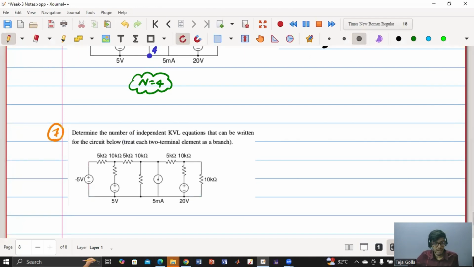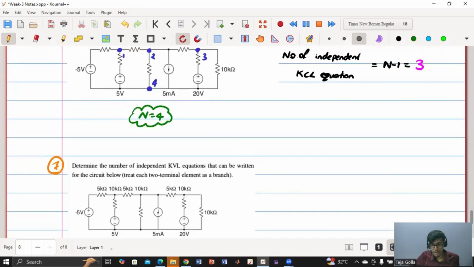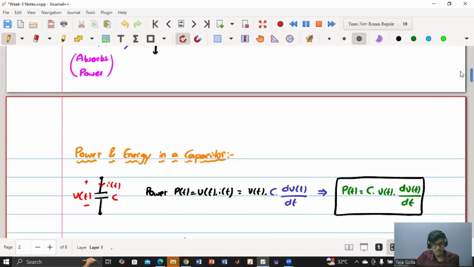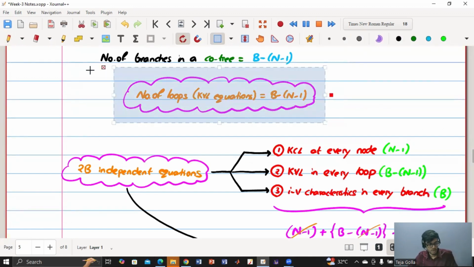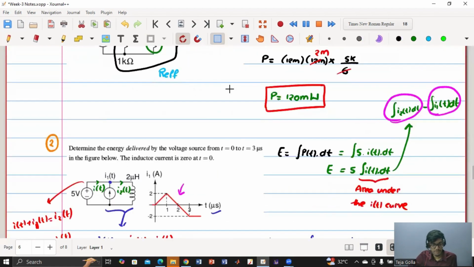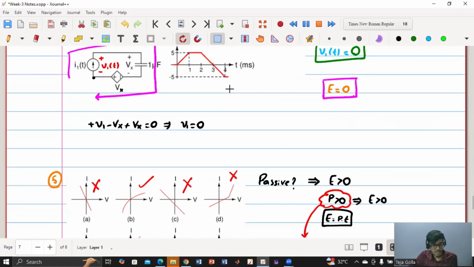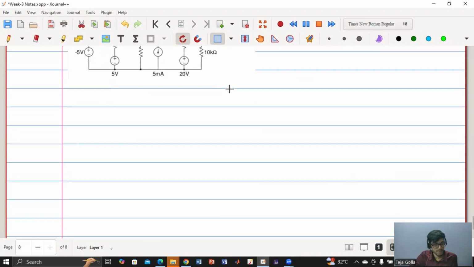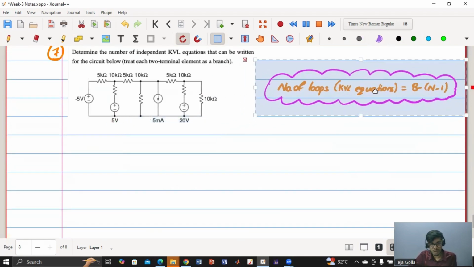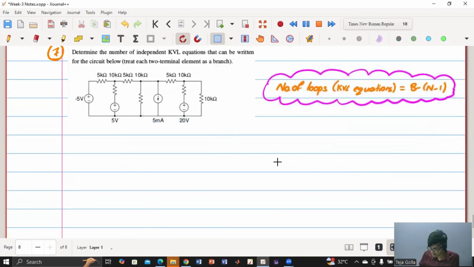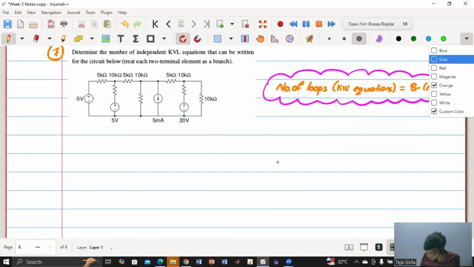So we'll solve the other question, which is the number of KVL equations. This is question 7. So how many KVL equations do we have? The number of KVL equations is equal to, where is the theory? b minus n minus 1, right? Agree? That we have discussed in the theory.